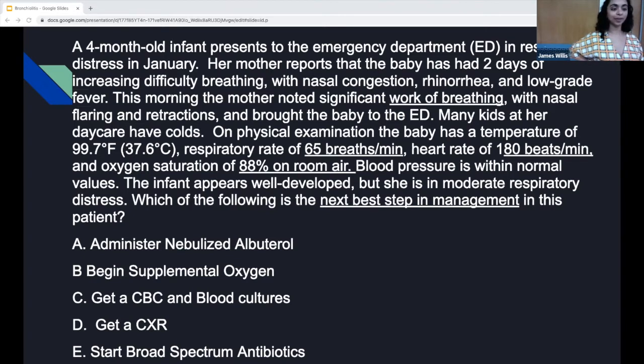Okay, so how many people think a trial of albuterol? Okay, how many people want to do oxygen? Awesome. Gave away the answer. How many people want to do CBC and blood cultures? Get a chest x-ray. Great. And then E is start broad spectrum antibiotics. Great. Yeah, exactly. So ABCs are never wrong in ER, even in PDER, they're never wrong.